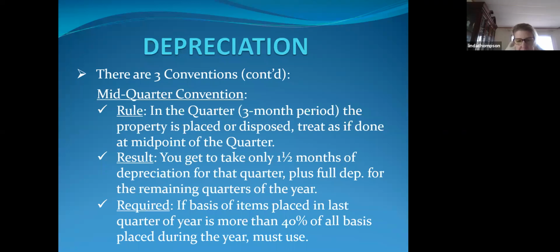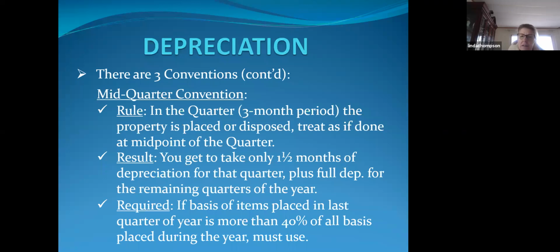You have to use this convention for every type of property you bought for the previous part of the year. No, that's a great question, Linda. Let me rephrase it. You're asking, let's say I did buy some items in the last 3 months of the year, and it is more than 40%. Do I use mid-quarter convention for everything I bought during the year or just for the last quarter? That's your question, correct? Yeah.